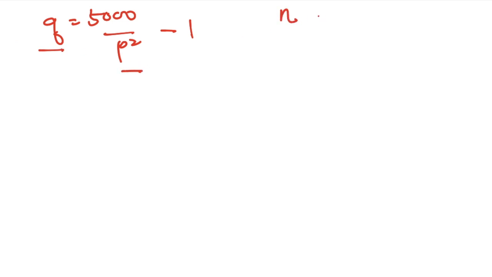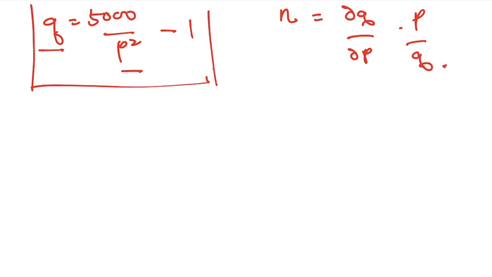Okay, let me rewrite the elasticity formula again: delta Q over delta P times P over Q. So what should we do? This is the demand function that we get after we reinverse it. So this one you can see clearly, it is Q as a function of P, isn't it? Okay, so what should we do next? Delta Q over delta P.